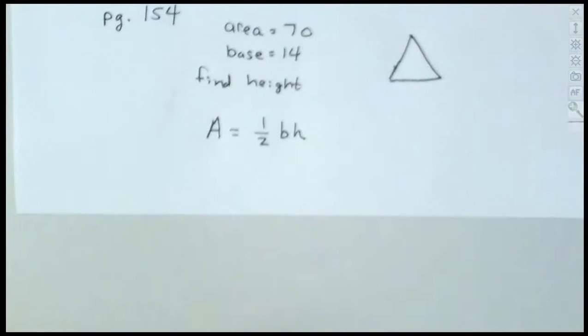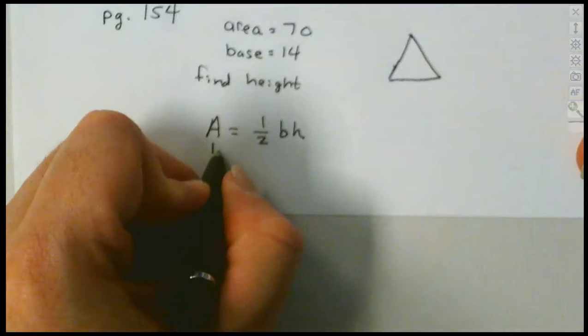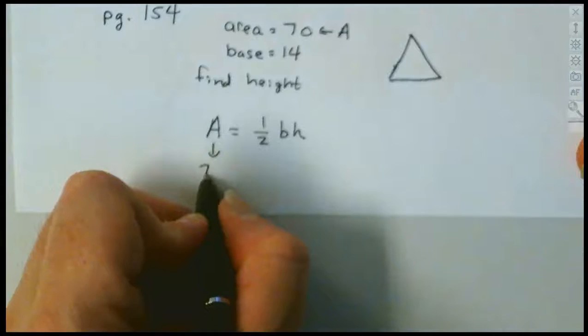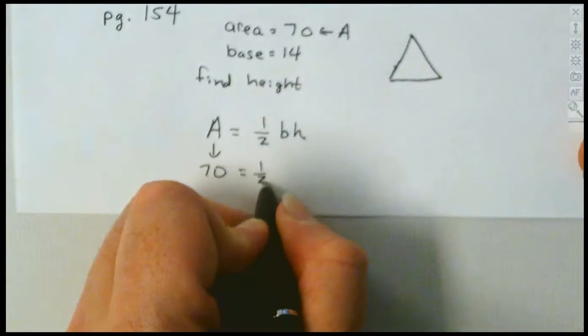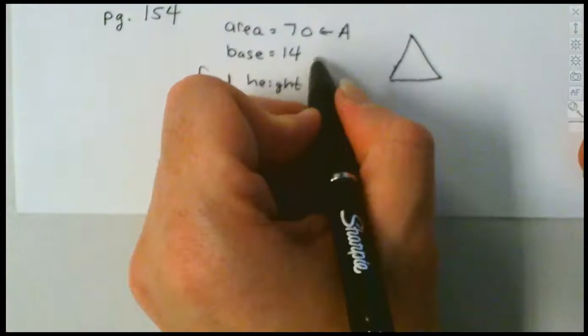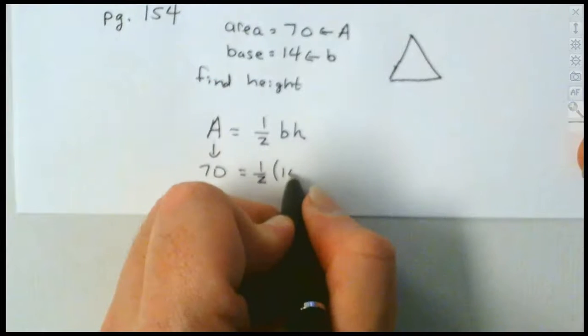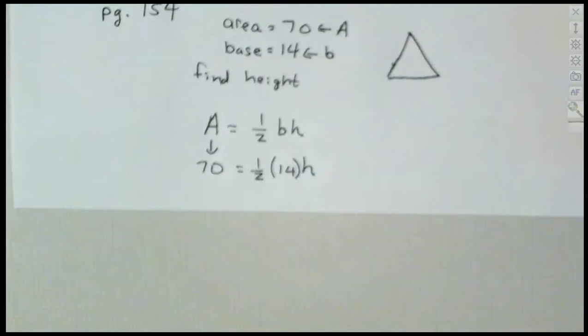Now we can plug in our values. So what are our values? Well, we know that area, okay, this is A. Capital A represents the area. So that is your 70. And we've got 1/2. The base, that's your B. And that's 14. And we've got the H left there, because we want to find that H.